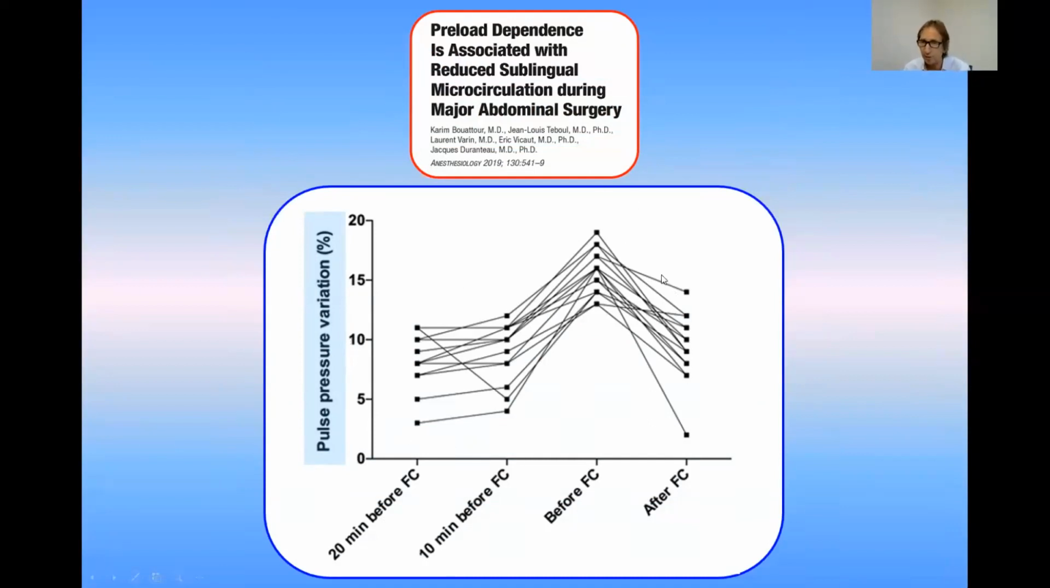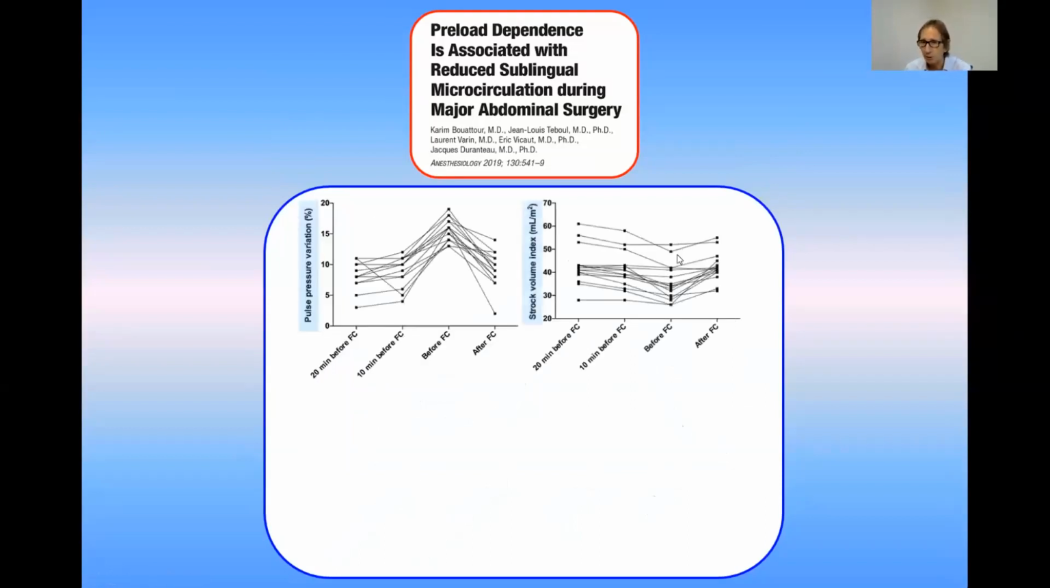And as you can observe, in some patients, there were episodes of increase in pulse pressure variation, which is normally associated with hypovolemia. And we gave fluids, FC for fluid challenge, and after fluid challenge, there was a decrease in pulse pressure variation, so correction of this episode of hemodynamic instability. And we did not measure PPV only, we also measured stroke volume index, which decreased during the episode of instability and improved after fluid challenge.